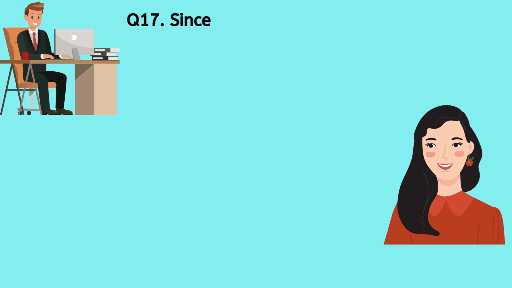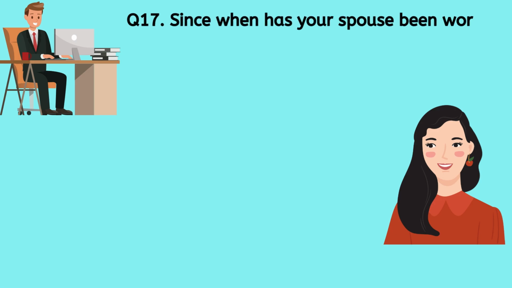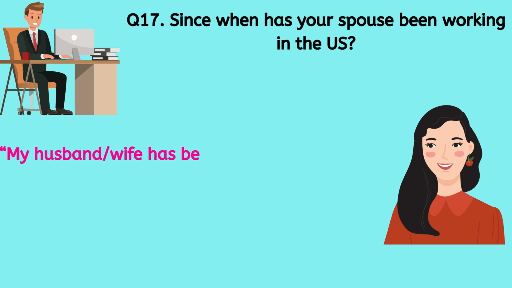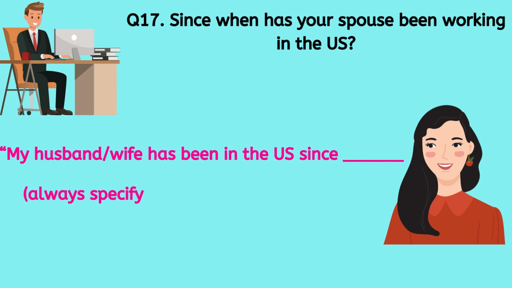Then they could ask you, since when has your spouse been working in the United States? So you could answer, my husband or my wife has been in the United States since, and mention the date since when they have been in the United States.